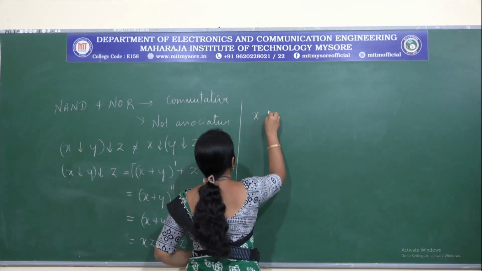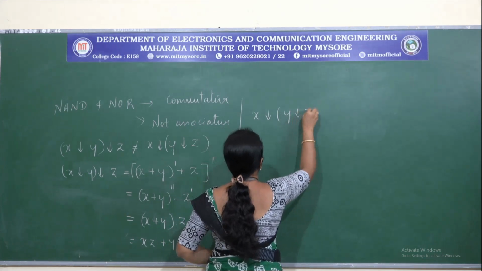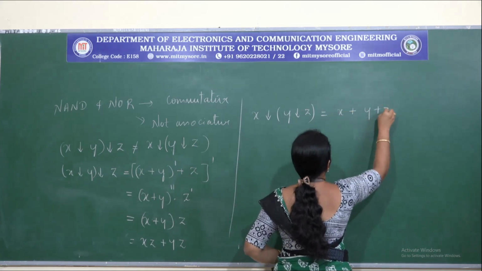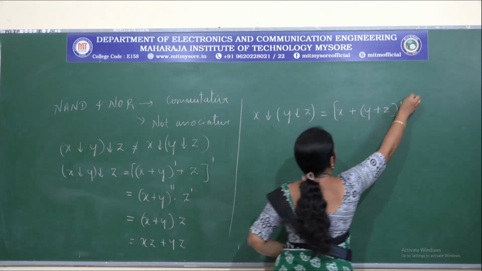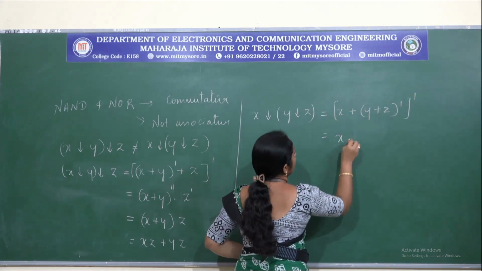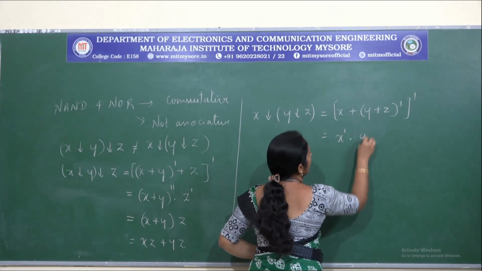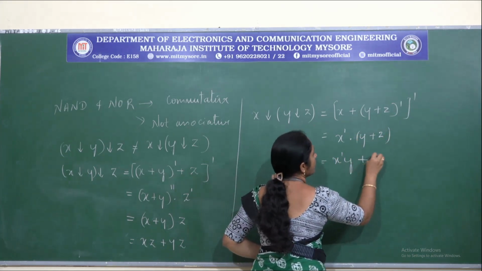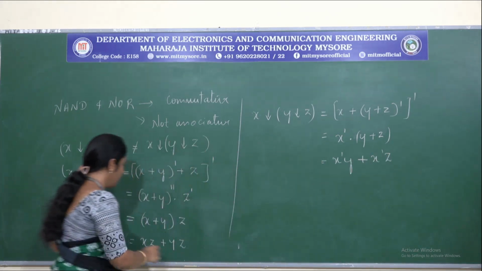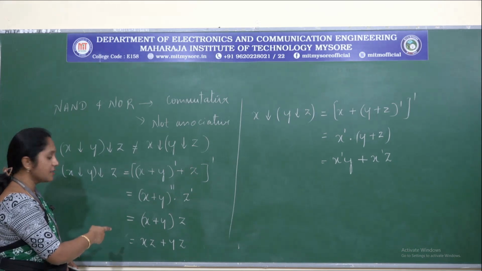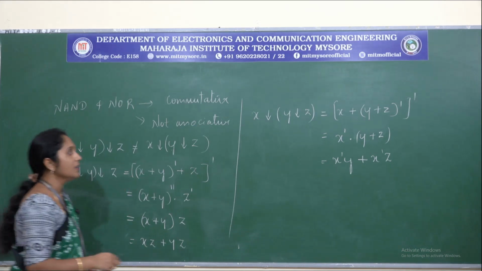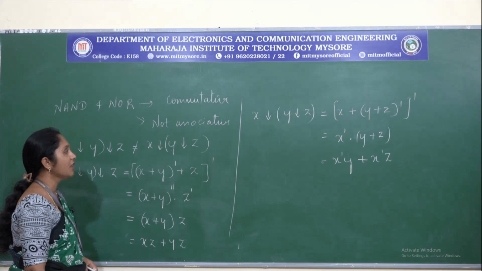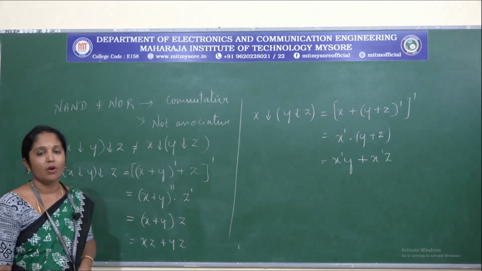Now let us consider the RHS. In RHS we have X NOR (Y NOR Z), which is equal to (X plus (Y plus Z)')'. Now if I expand this, X' dot (Y plus Z). If I multiply, I get X'Y plus X'Z. Now if you observe, we have X into Z plus Y into Z here, whereas on the RHS we have X'Y plus X'Z. Both the functions are different. Therefore, NOR is not associative.